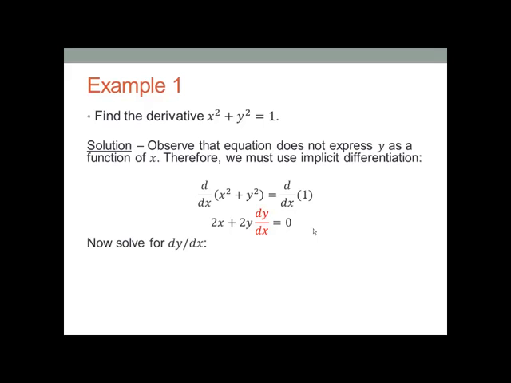Now I'll need to solve for dy dx. I start by subtracting 2x from both sides, then dividing both sides of the equation by 2y, and I get that dy dx is equal to negative x divided by y.